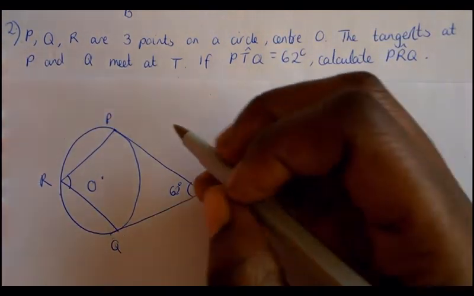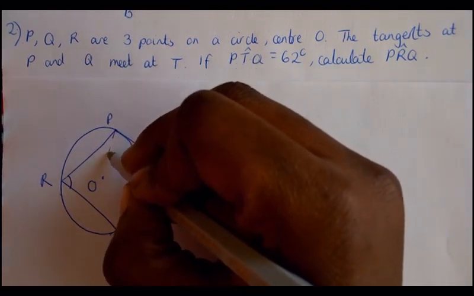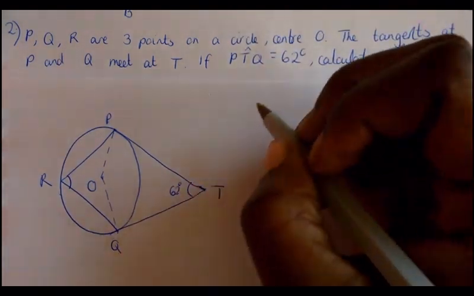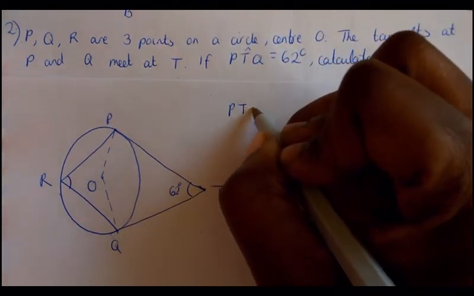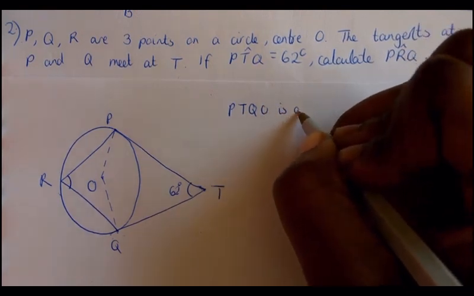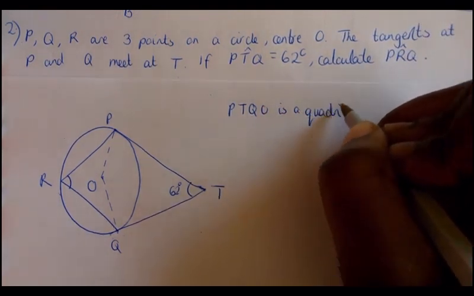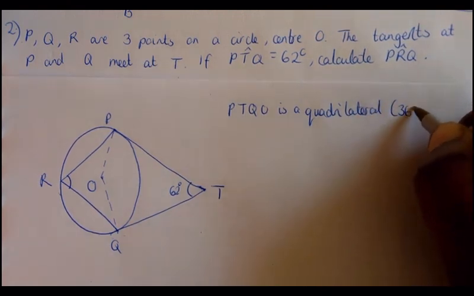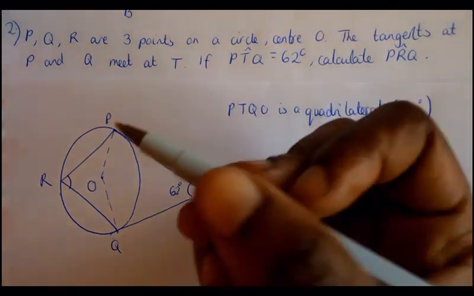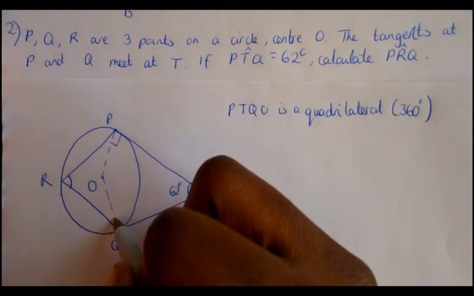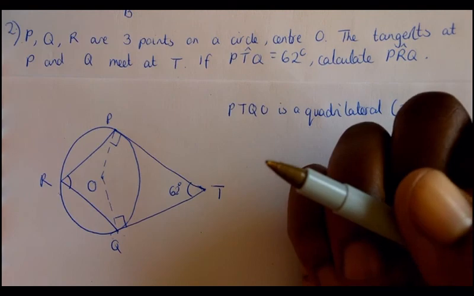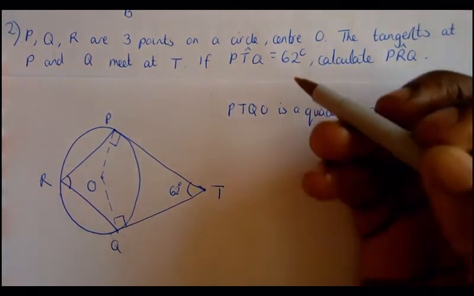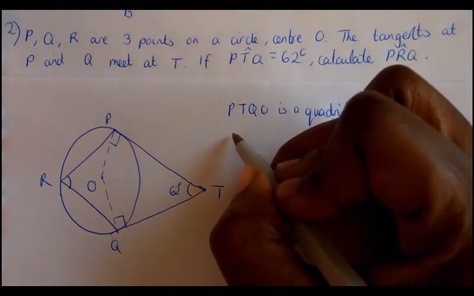So the first thing that we do, we draw a radius here, like this, and we can see that PTQO is a quadrilateral, and angles in a quadrilateral add up to 360 degrees. And we know that this angle is 90 degrees, this angle is 90 degrees. Why? Because it is the meeting point of the radius and the tangent, because of the perpendicular.